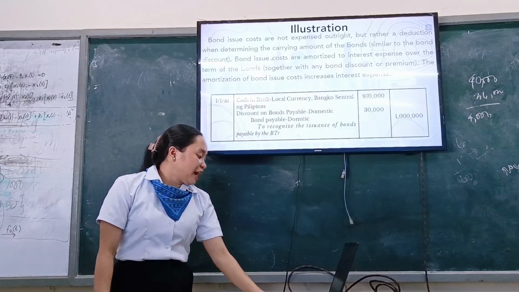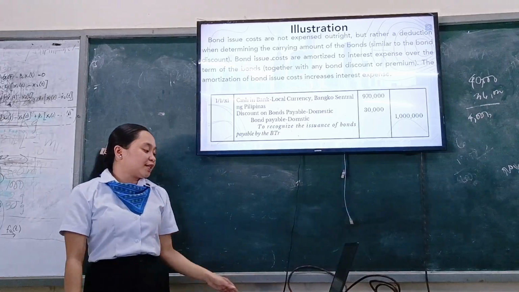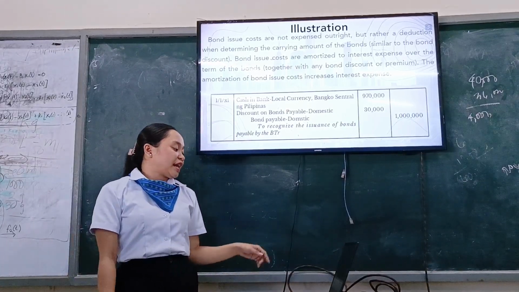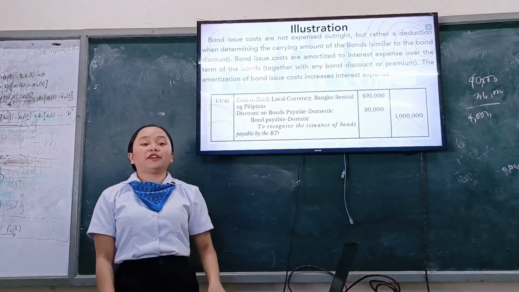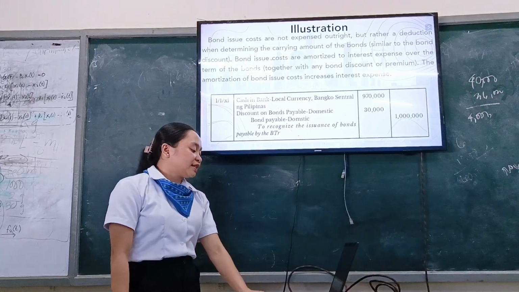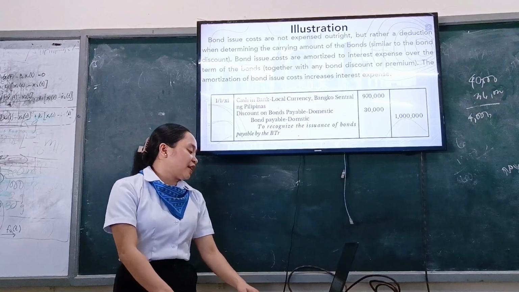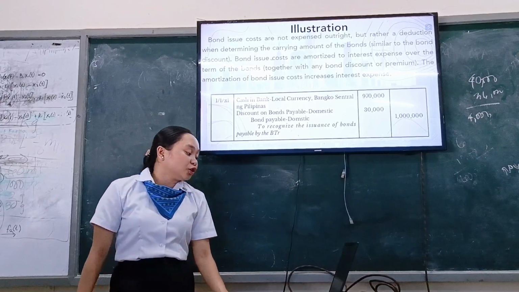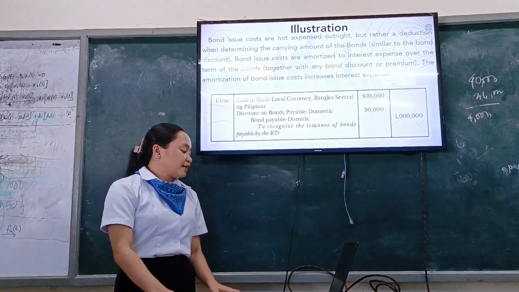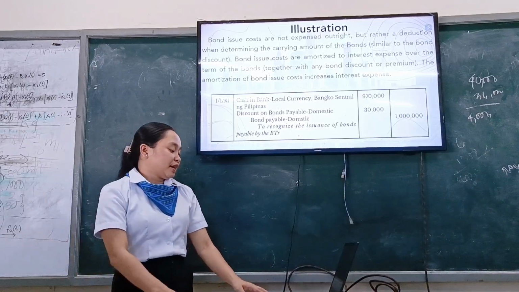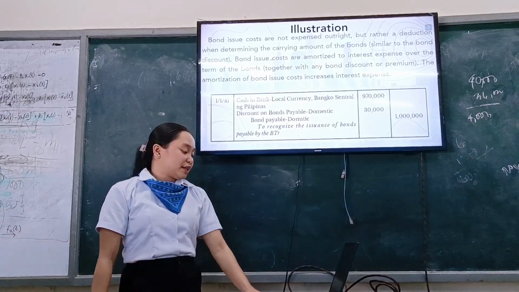So, to recognize the issuance of bonds payable to the BTR, we will debit cash in bank, local currency, Bangko Sentral ng Pilipinas, equal to 970,000, then credit discount on bonds payable, domestic, 30,000, and then credit bonds payable domestic 1 million.